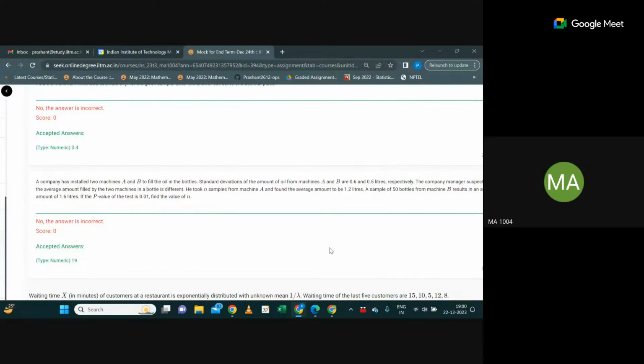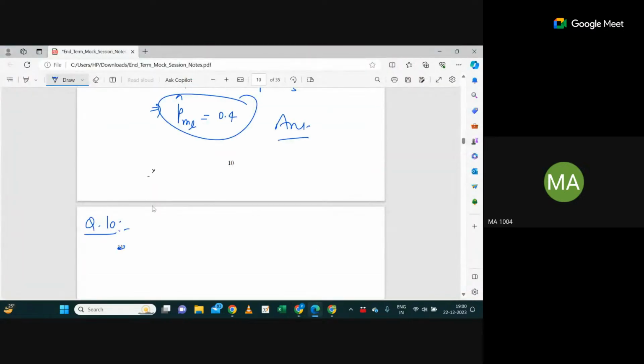A company has installed 2 machines, A and B, to fill the oil in bottles. Standard deviations of the amount of oil from machines A and B are 0.6 and 0.5 liters respectively, right? That means I can say sigma A is 0.6 and sigma B is 0.5. Let's write down whatever is given to us. So for machine A, sigma A is what?